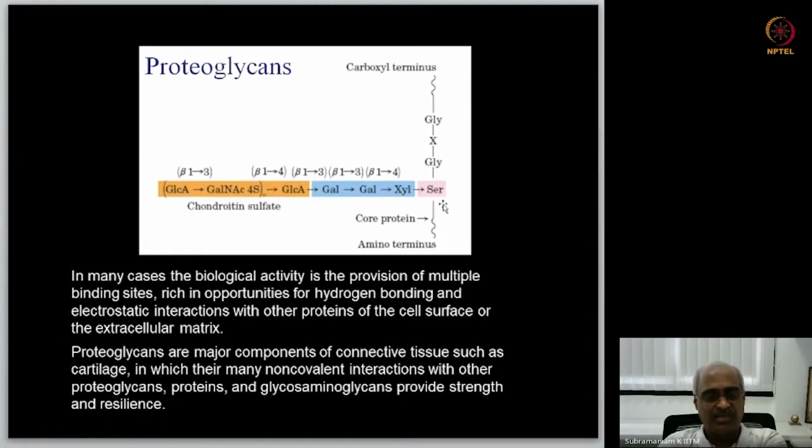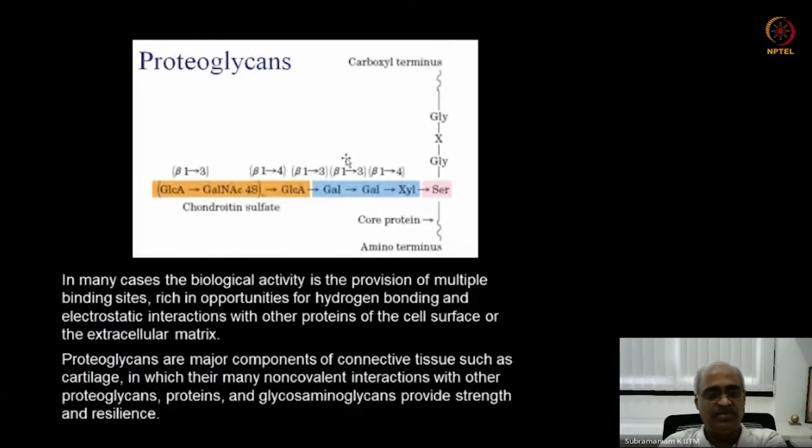Towards the carboxy terminus, such a serine is a potential site for attaching this chondroitin sulfate via this trisaccharide linker. Okay, so this is the structure of a proteoglycan. And again, as I told you earlier, in many cases, the biological activity is the provision of multiple binding sites.